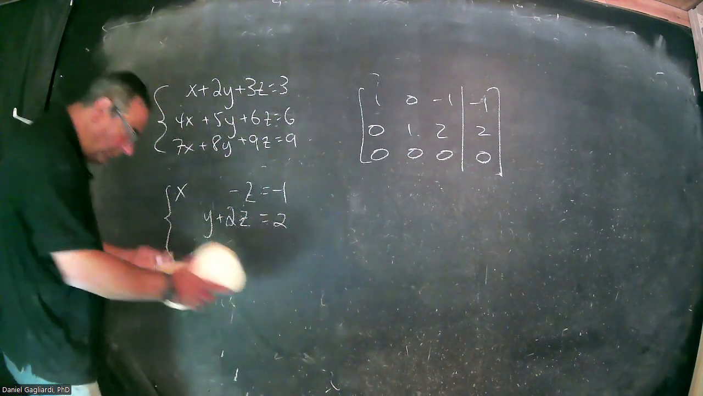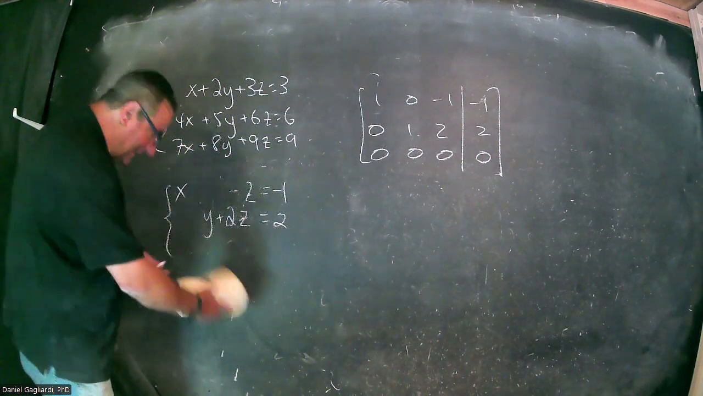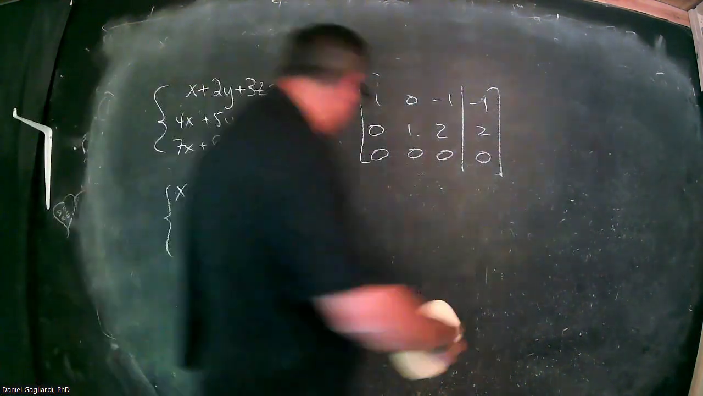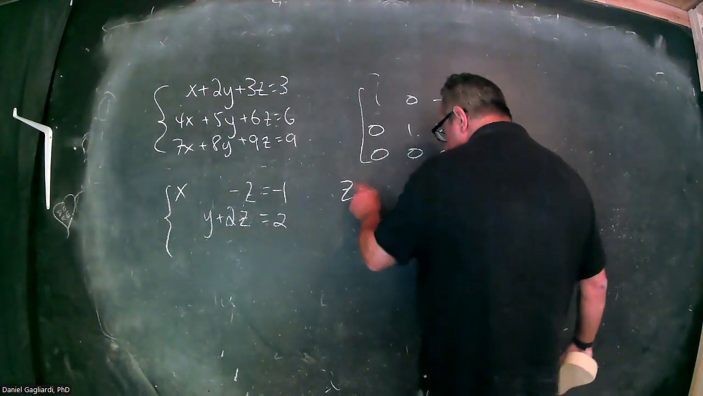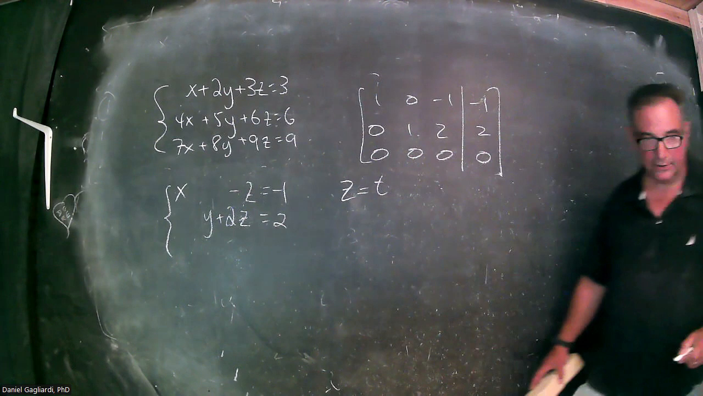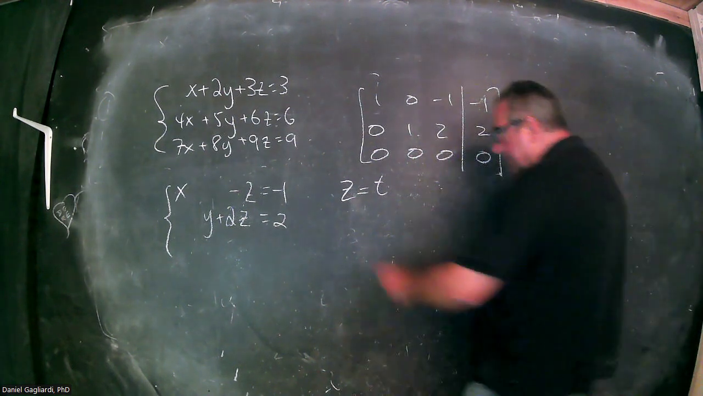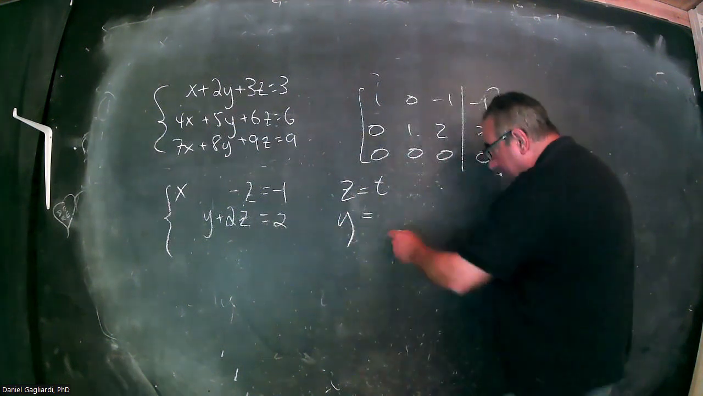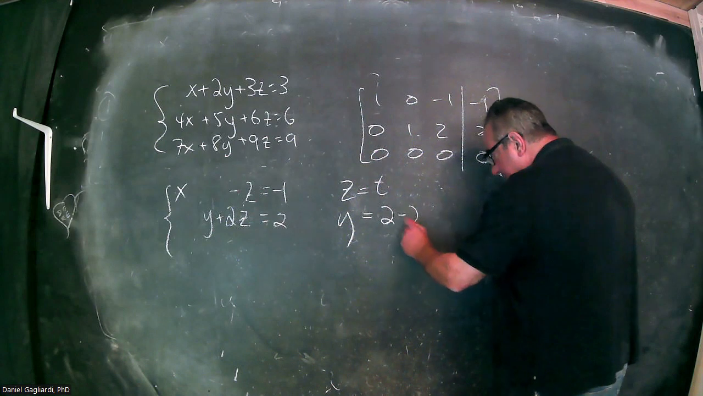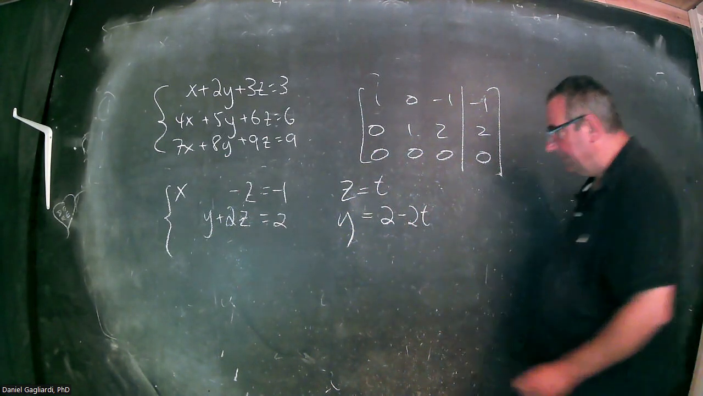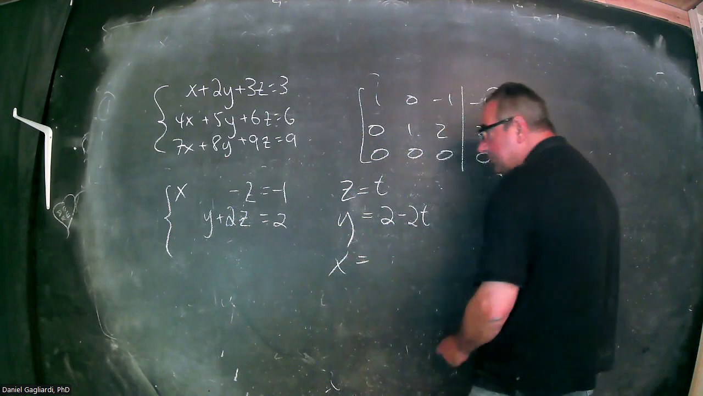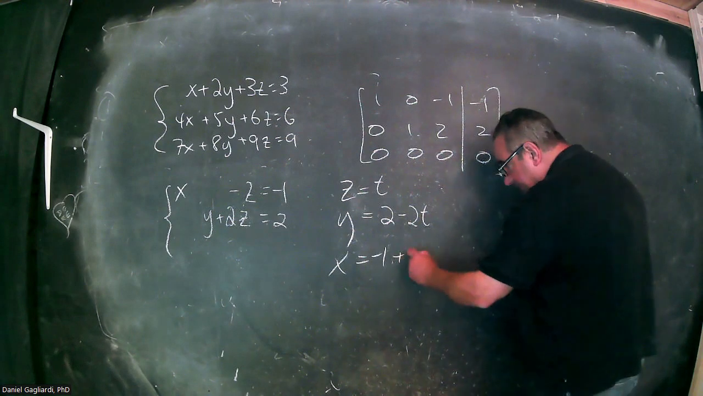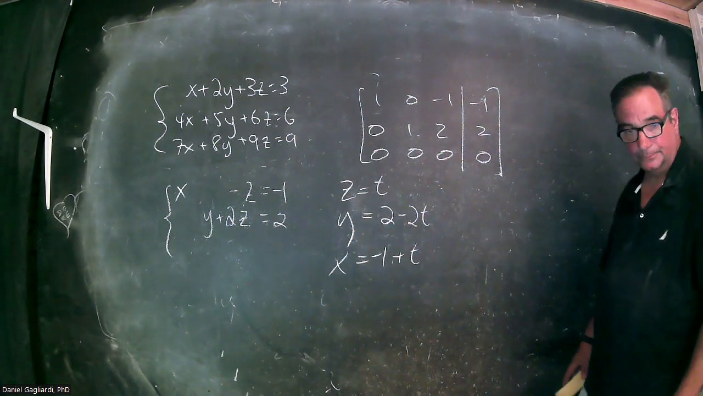Well, working from the bottom up, we see that there's no requirement for z. Thus, z is a free variable. So it's customary to let z be equal to t. Well, if z is equal to t, then y is going to be equal to 2 minus 2z, therefore y is equal to 2 minus 2t. And finally, x, right? What is x equal to? -1 on the right-hand side, add z to both sides, so we have x is equal to -1 plus t.